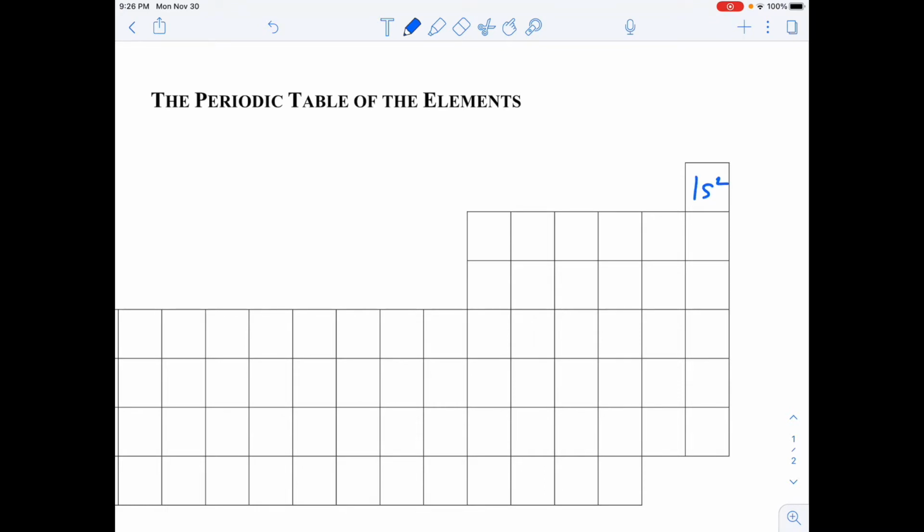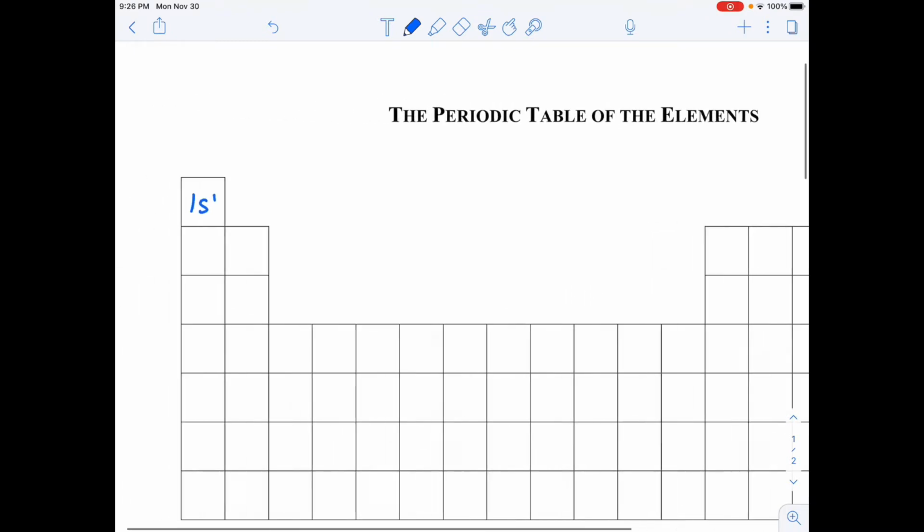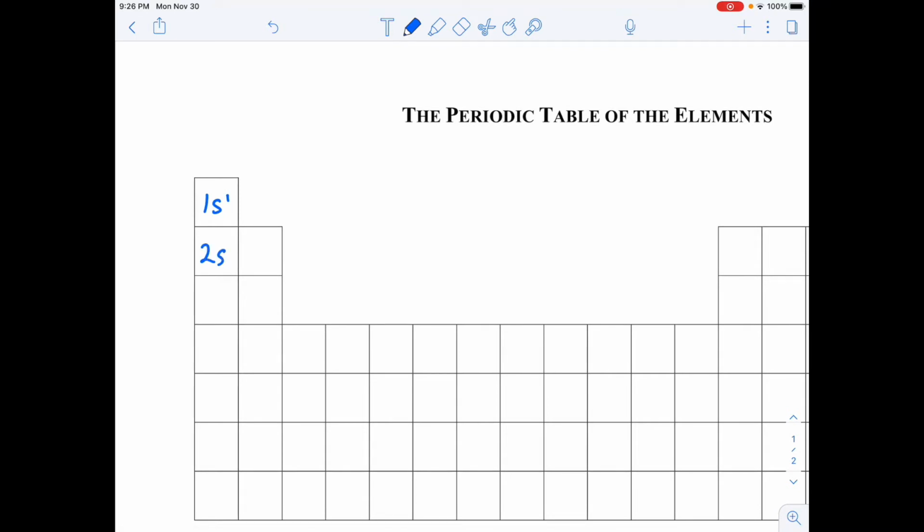Once the first energy level and sublevel is filled, the next sublevel is the 2s, and that would be a 2s1. Why is it just a 2s1? Because for lithium, which is here, there are 3 electrons. That'd be a 1s2 and a 2s1. So I'm just showing the last part of the configuration in the box. If I keep that going, beryllium would end in a 2s2.